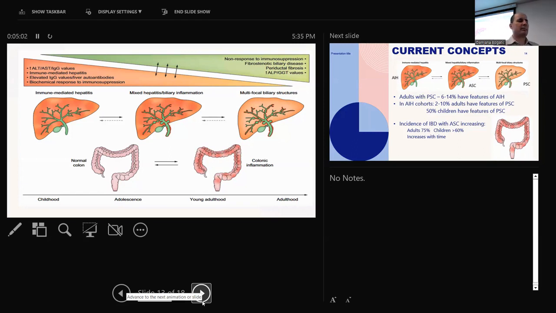We tend to find that people on the left-hand side of this diagram, the autoimmune hepatitis, and this is not exclusive, but generally speaking, many more of them have a normal colon, don't have inflammatory bowel disease, and those perhaps trending more towards the right-hand side of the screen do tend to have, much more often than not, inflammatory bowel disease, with ulcerative colitis more common than Crohn's disease.